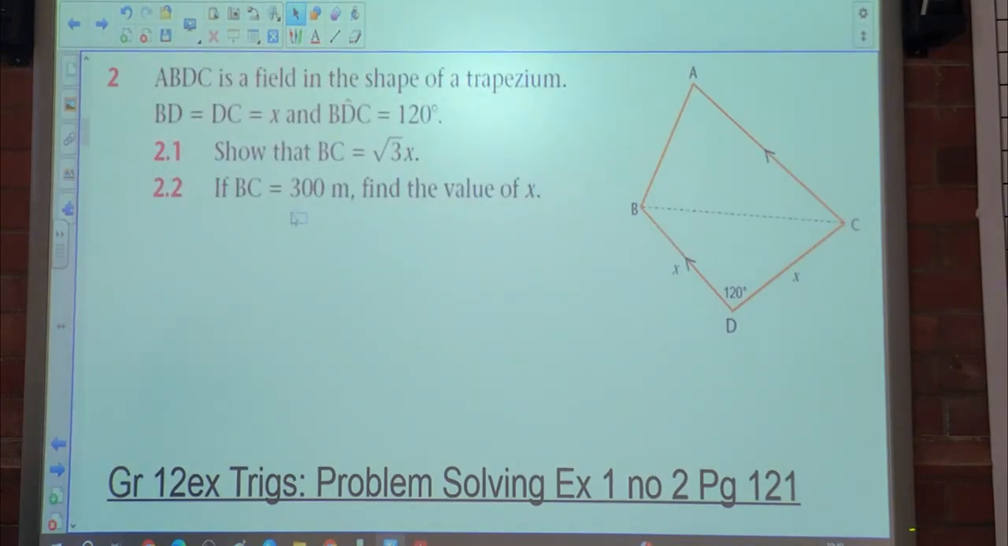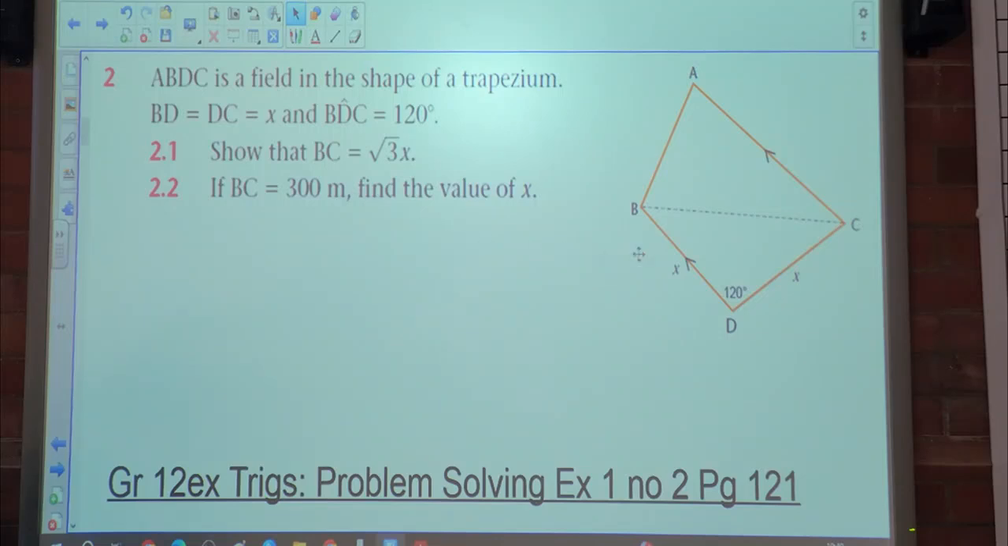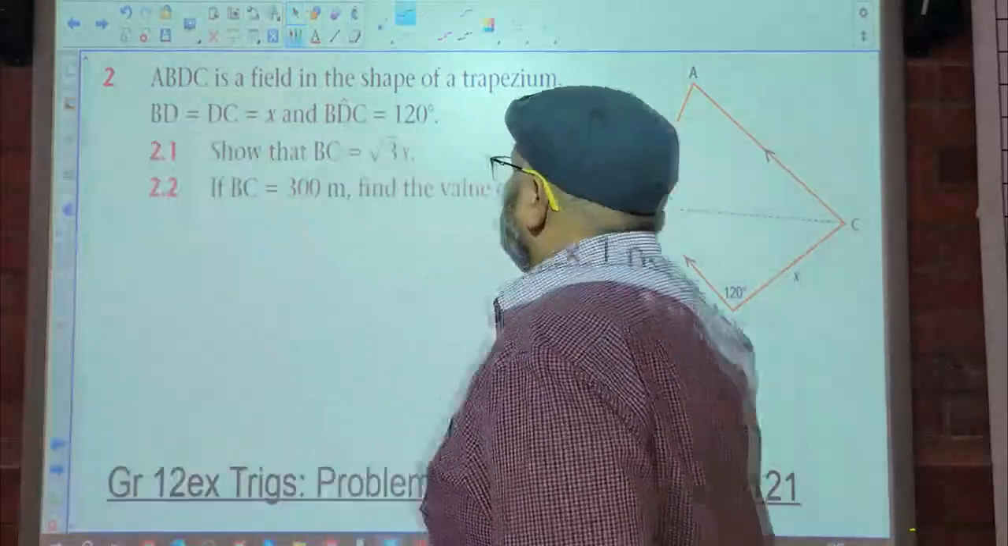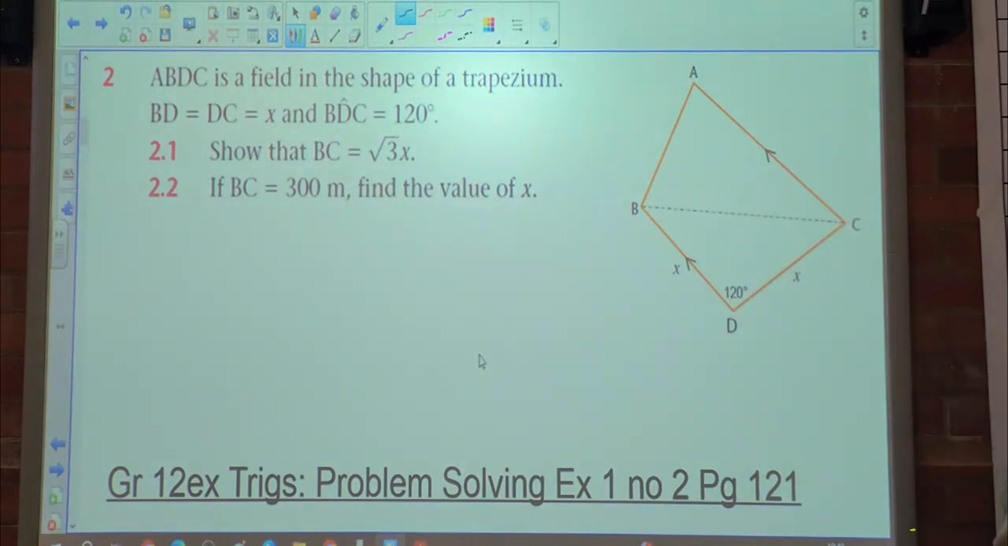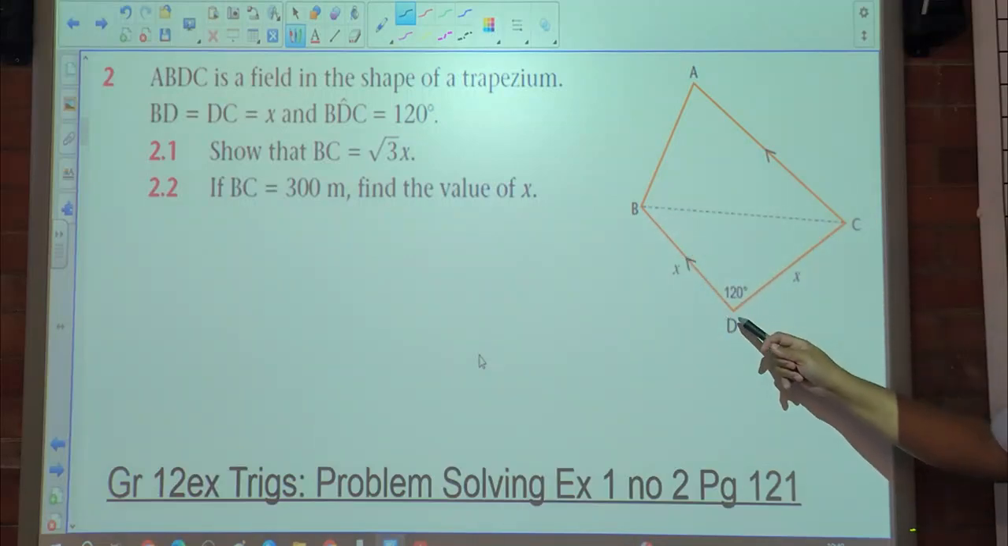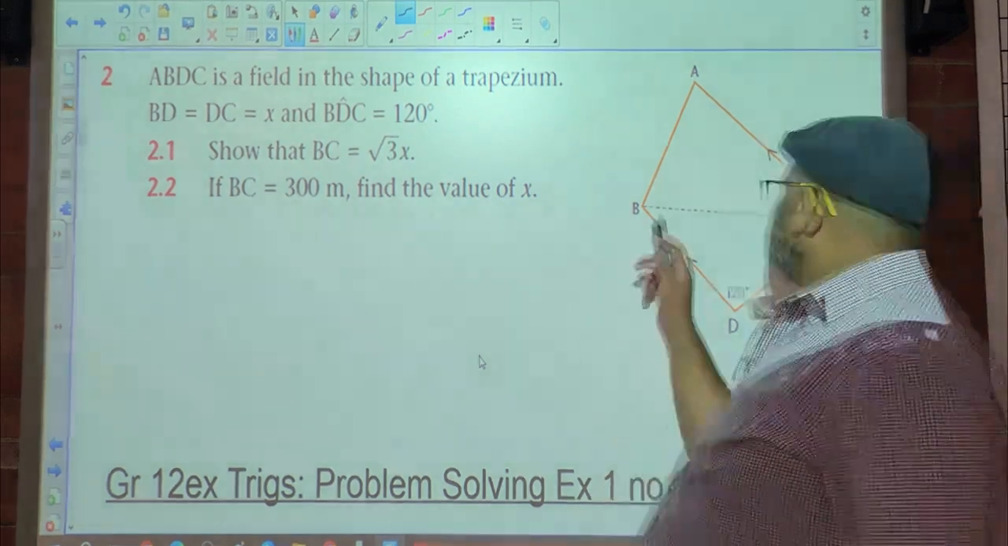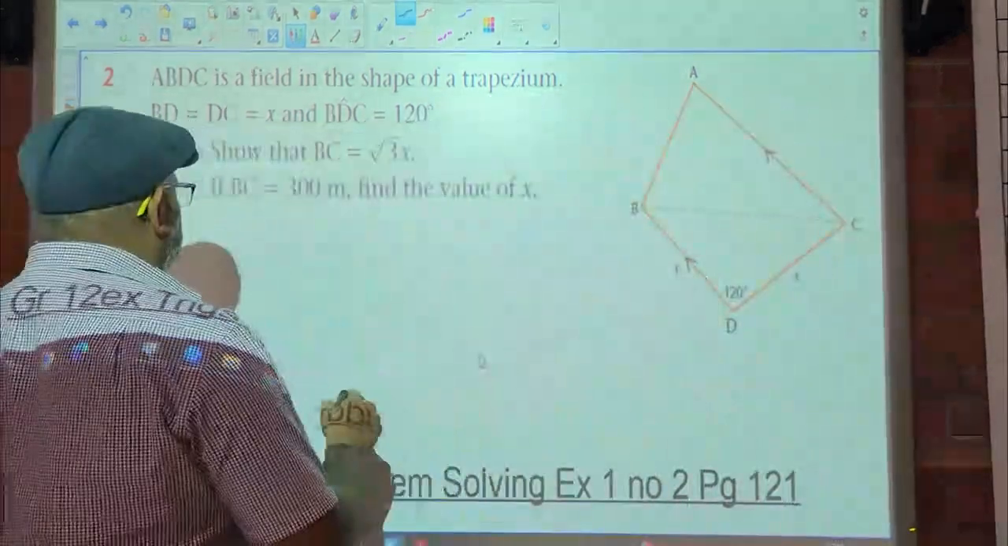In number 2, we are told that ABCD is a field, in the shape of a trapezoid or a trapezium. Then we are told that BD is equal to DC, which is equal to x. So there's an isosceles triangle being formed here, with BD being constructed. Then BDC is 120 degrees. So I ask you to show that BC is root 3 x.